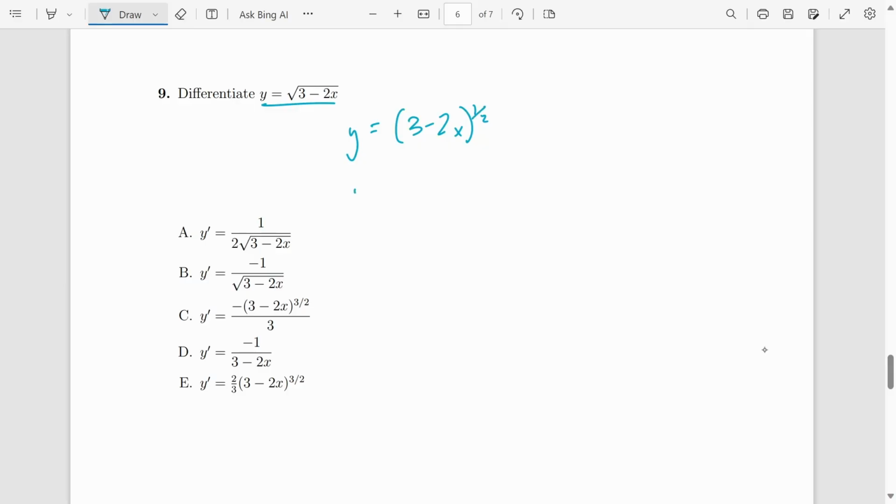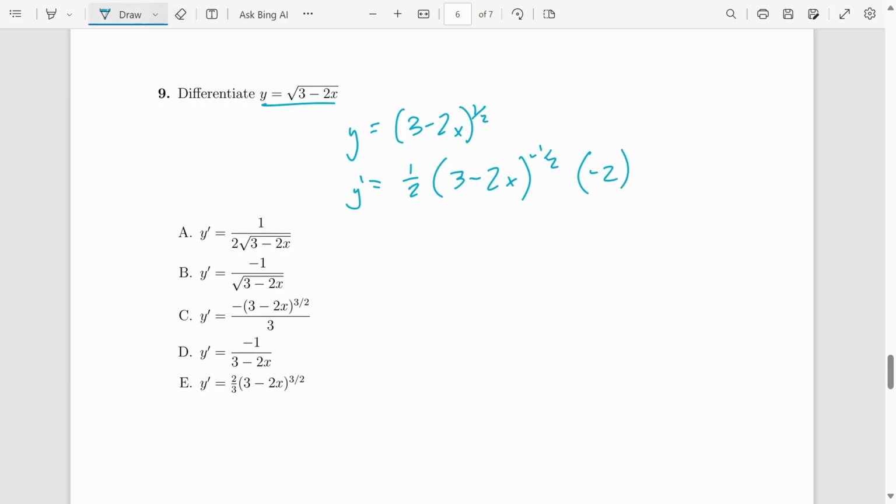So doing that, we get y prime equals 1/2 times 3 minus 2x, all to the 1/2 minus 1, which is -1/2 power. Then we do have to abide by the chain rule. We have to multiply this by the derivative of the inside. The derivative of 3 minus 2x is just going to be, the derivative of 3 is 0, and the derivative of -2x is -2. So that is our derivative.